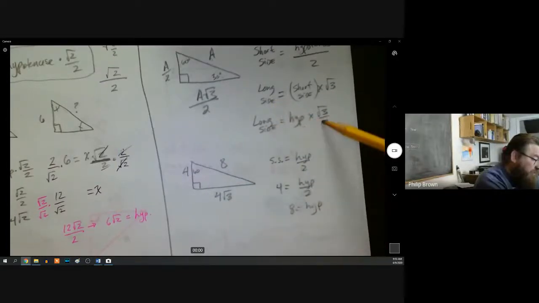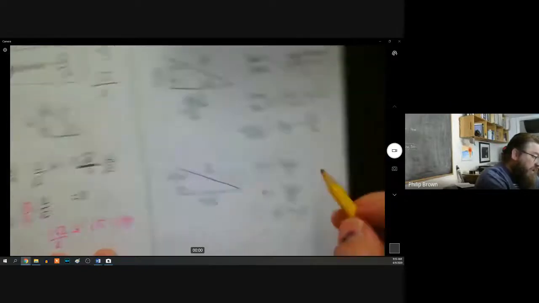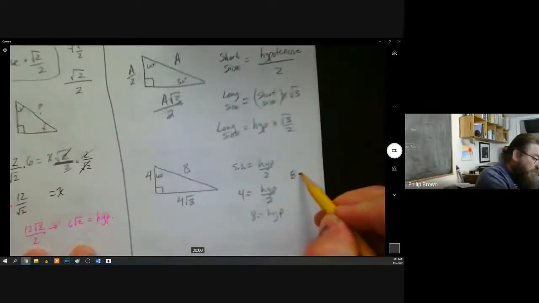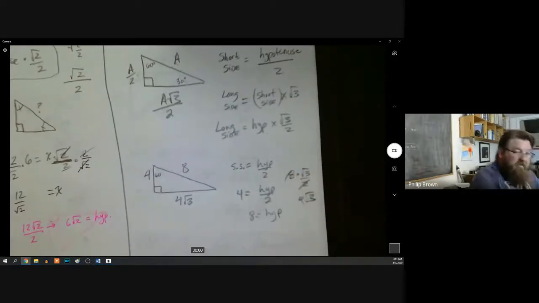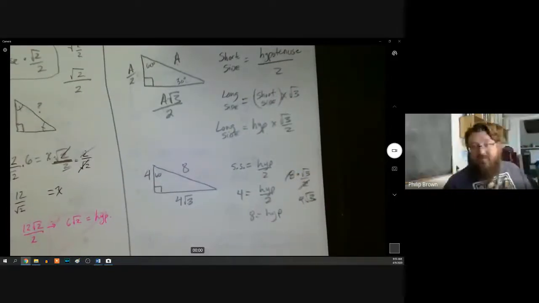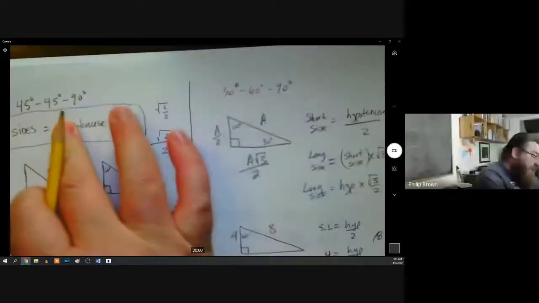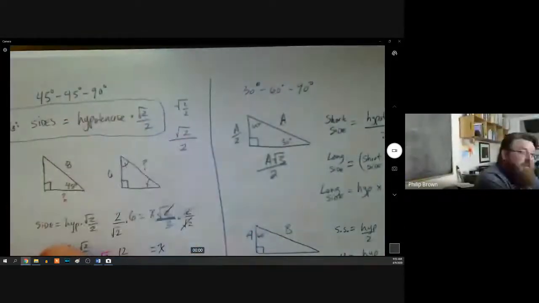the hypotenuse times the square root of 3 over 2. So if you take 8 and you multiply it by the square root of 3 over 2, you can reduce that and you get 4 root 3. Do you see? So no matter what, that pattern always works for 30, 60, 90s. The other pattern is for 45, 45, 90s.